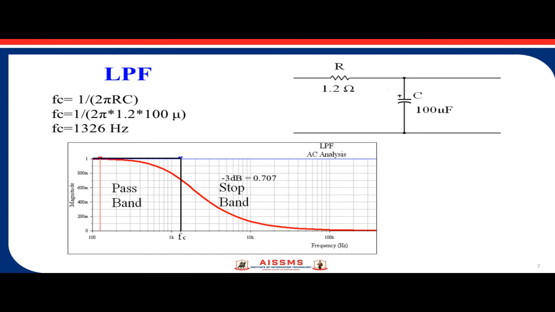As you can see in the diagram, you have a pass band, meaning frequencies up to 1326 Hz will be allowed to pass through this particular filter, whereas for the rest of the frequencies which are higher than 1326 Hz, attenuation will be provided. Practically, you don't get a sharp cutoff.